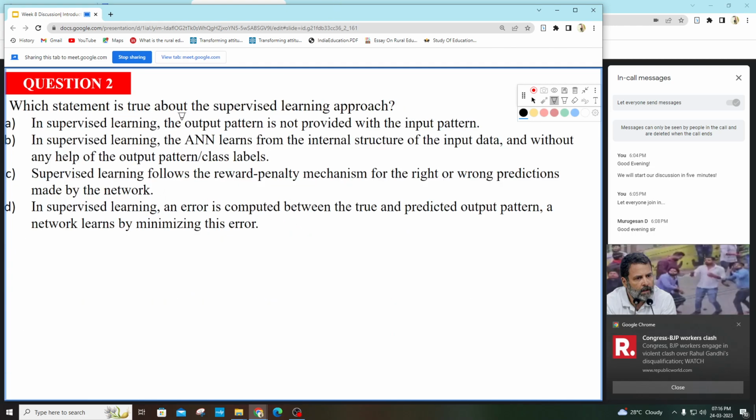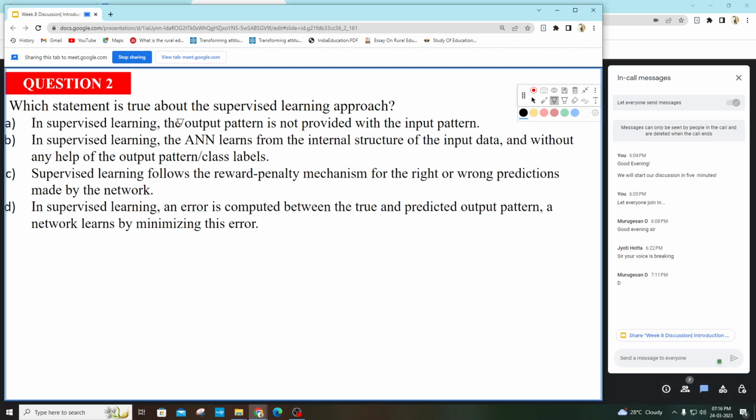Now question number 2: which statement is true about the supervised learning approach? Option A: in supervised learning, the output pattern is not provided with the input pattern. B: in supervised learning, the ANN learns from the internal structure of the input data without any help of output pattern class labels. C: supervised learning follows a reward-penalty mechanism for right or wrong predictions made by the network. And D: in supervised learning, an error is computed between the true and predicted output pattern, and the network learns by minimizing the error. So what is the right answer for this?